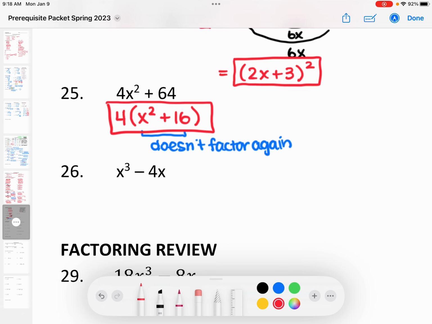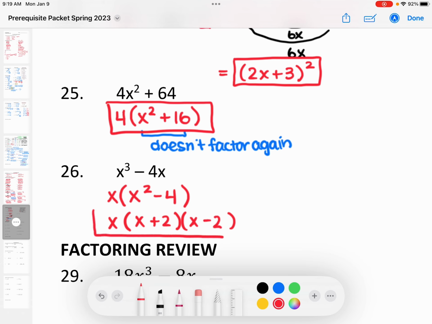26, again, always want to factor out something first if you can. It'll make everything else smaller and easier to work with. Now this time, that's a perfect square minus a perfect square. They say difference of squares. So you would factor that one into an x plus 2 and an x minus 2. Make sure you leave that x on the front. It is part of your answer.